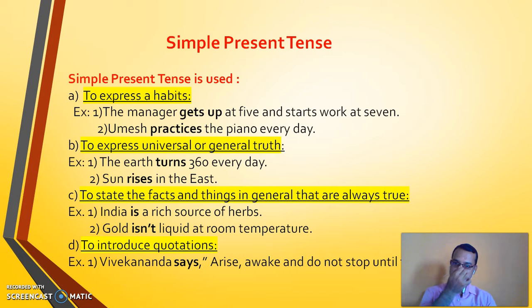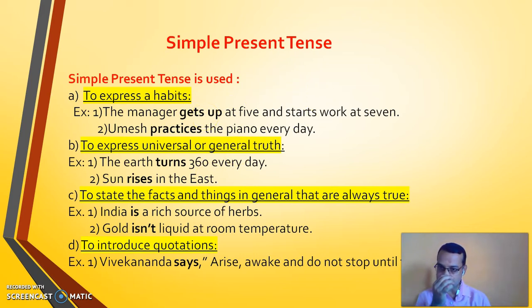Now, simple present tense is used to express a habit. For example, the manager gets up at 5 and starts work at 7. This refers to the habit. Look at the form of the verb in this example. Get up, gets up. Start, starts. Because manager is a third person singular noun, we have added s or es to the verb in this sentence.